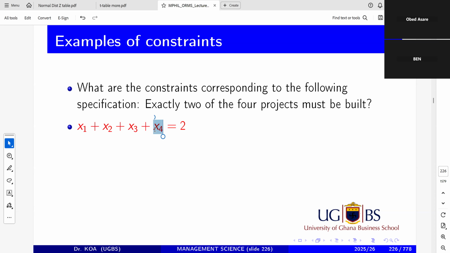This one can appear as either 0 or 1. This one is either 0 or 1. This one is either 0 or 1. This one is either 0 or 1. So what we know is that at the end of the day, 2 of these must be what? Tell me. Must be equal to 2. No. You forget about it. At the end of the day, 2 of these must be constructed, which means that 2 of these must be equal to which number? Each one of them must be equal to which number? Each one will be equal to 1.